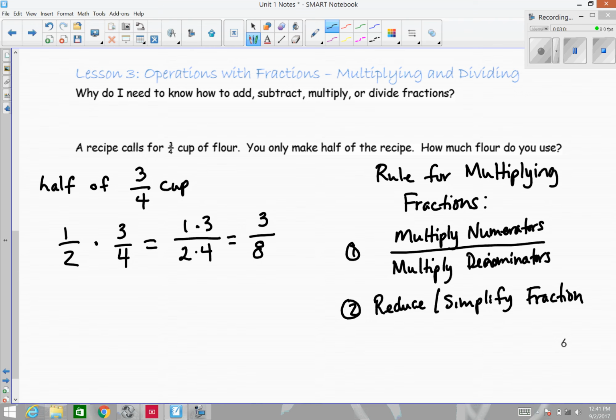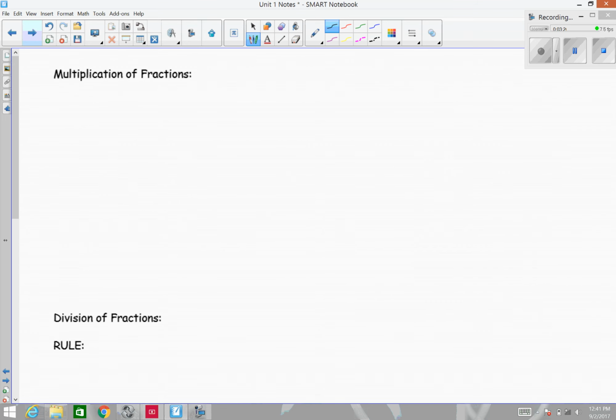All right, so we have our rule for multiplying fractions. Let's go ahead and do some more examples of these. So I'm going to ask you to turn your page in your notes, and we've got some spaces for doing some practice multiplication. First one we're going to start out with is 3/5 multiplied by 2/7. So I want to multiply those two fractions.